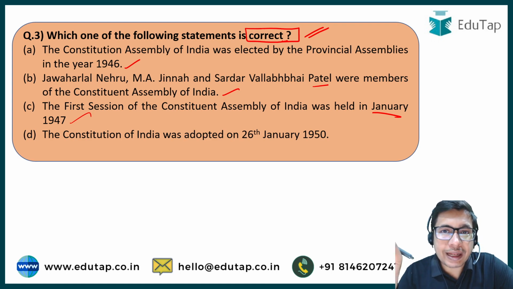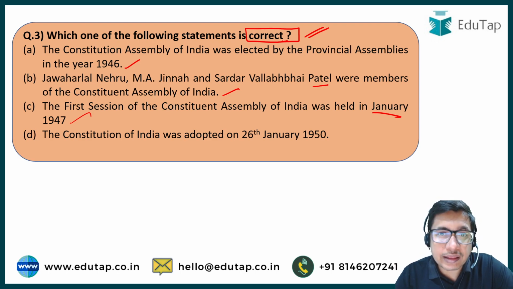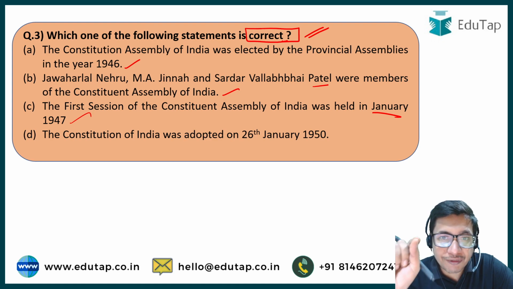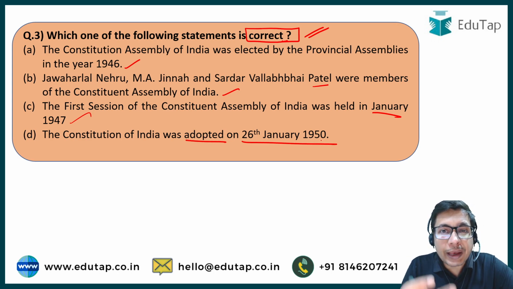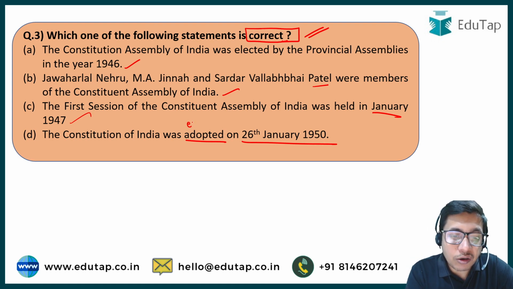So one by one, let us look at these options and find out why these statements are incorrect. Only one statement is correct out of these 4. So let us start from option D. The Constitution of India was adopted on 26th of January 1950. This statement is wrong. The Constitution of India was enacted on 26th of January.